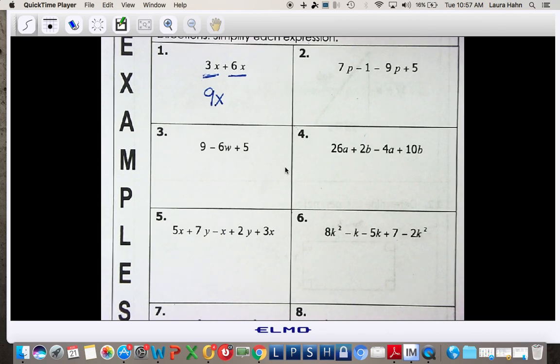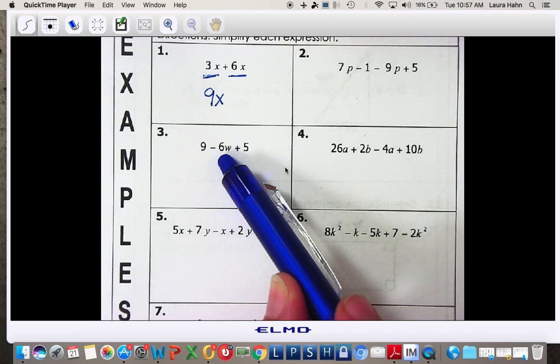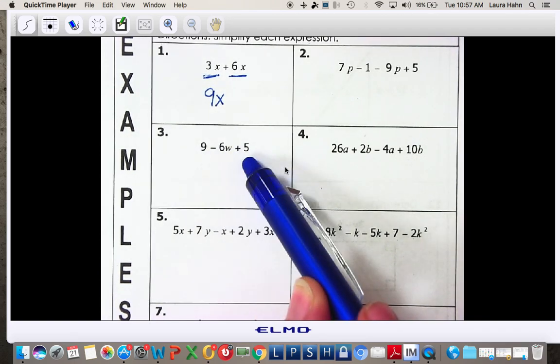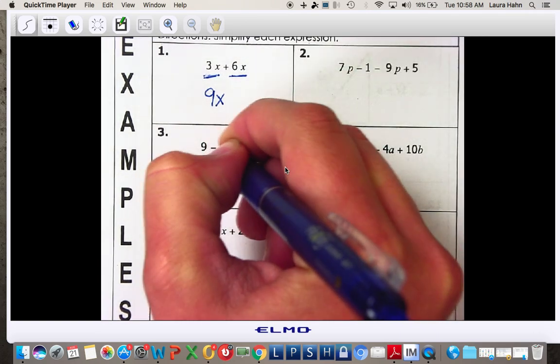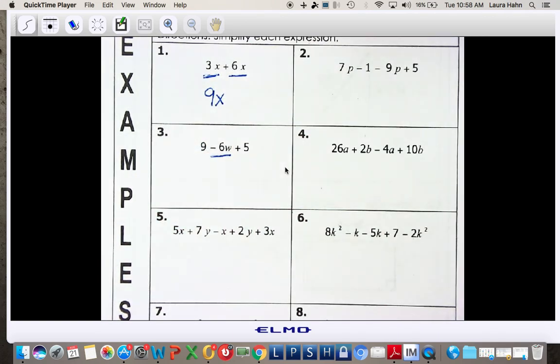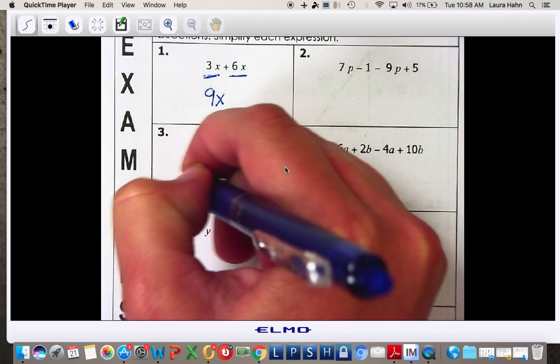Okay, so on number 3, I see two different things going on. I see this number right here that has a W behind it, and then I see these two numbers here that have nothing behind them. So those are two different terms. We go in alphabetical order: letters come first, then the regular numbers. So I'm going to start with this. That's negative 6W. I don't see any other W's, so that negative 6W will just drop down.